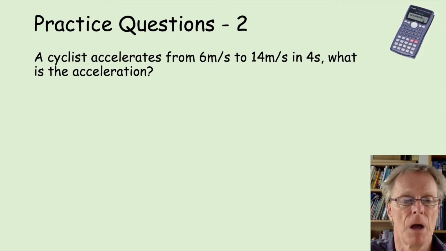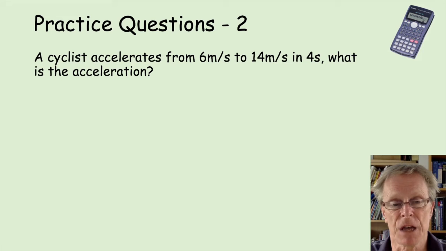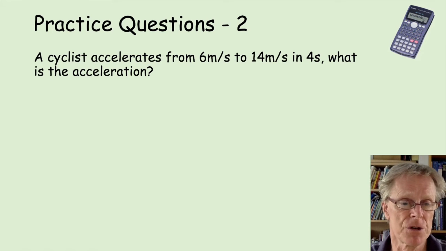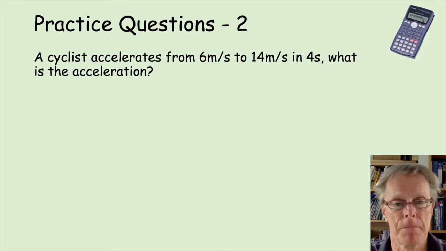A cyclist accelerates from 6 metres per second to 14 metres per second in 4 seconds. What is the acceleration? So try the same technique we've looked at before and see how it works. And I'll also show you another way of approaching these problems as well. So pause the video now.